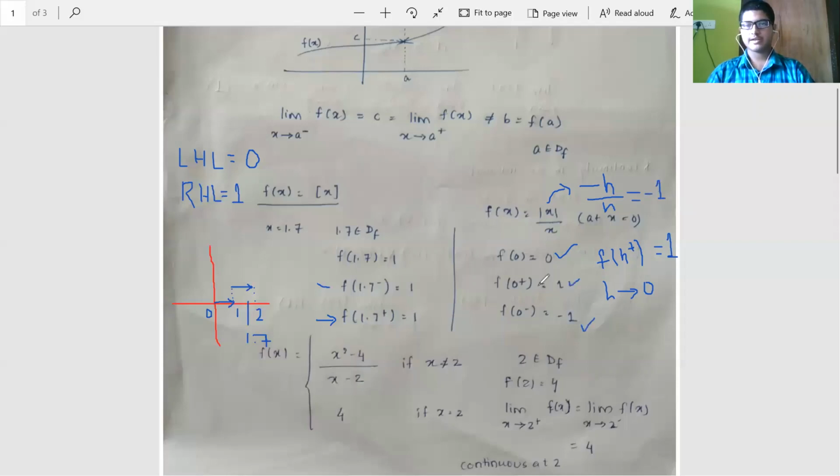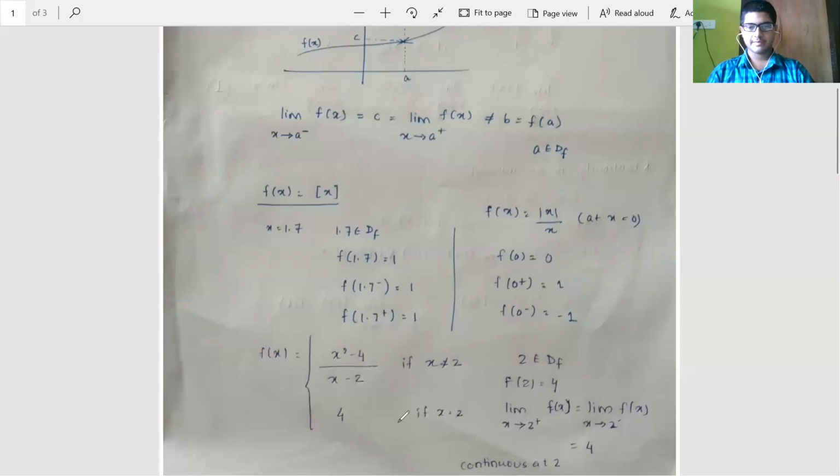RHL is going to be 1. So at 0, LHL is not equal to RHL. So we clearly say that this is not continuous at this point. This was the same case here also. Fine. Let us move to one more example.